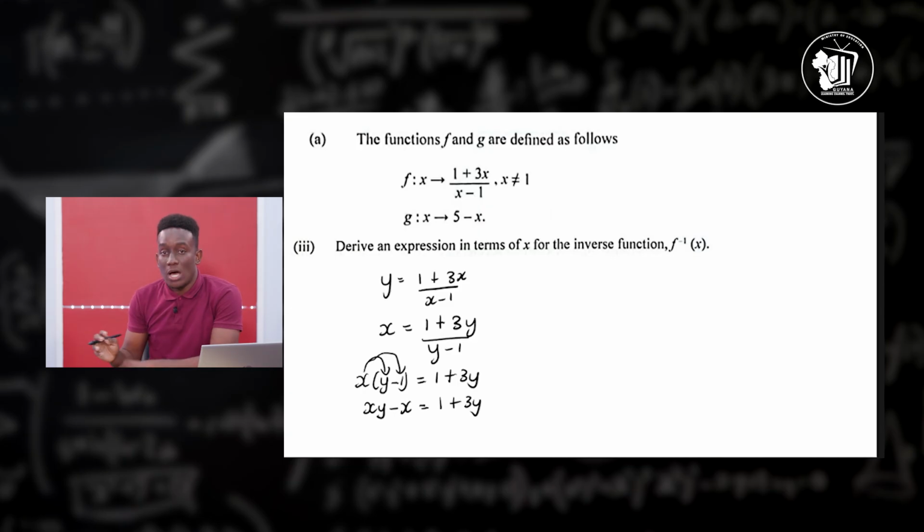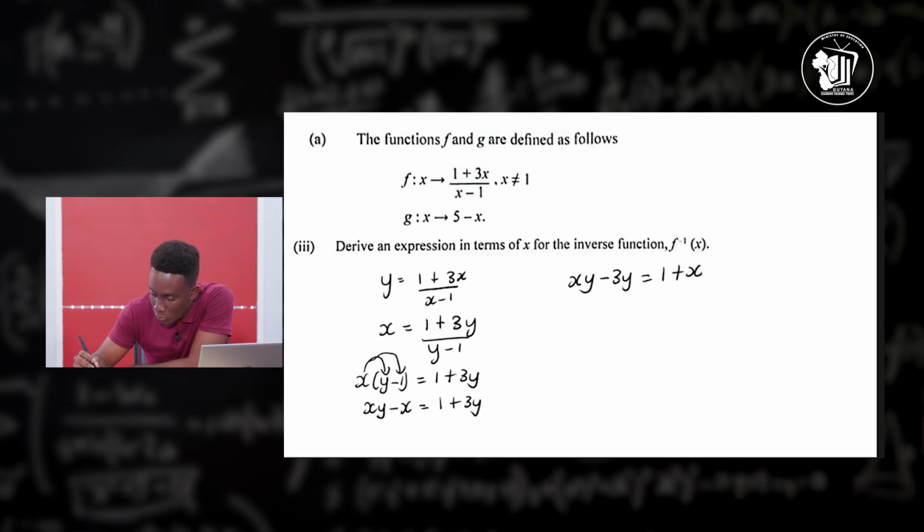So the next step, we put all the terms with y on the left-hand side, and then we bring over everything else to the other side. So we'll have xy, and we take over this plus 3y. It will become minus 3y is equal to 1. And we take over this minus x. It will become plus x.